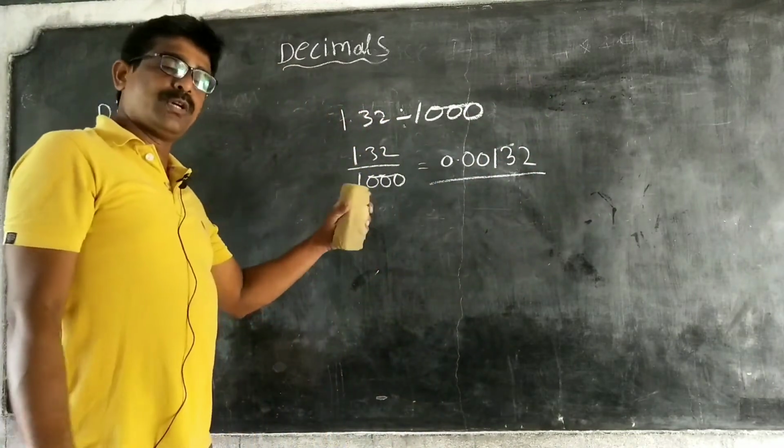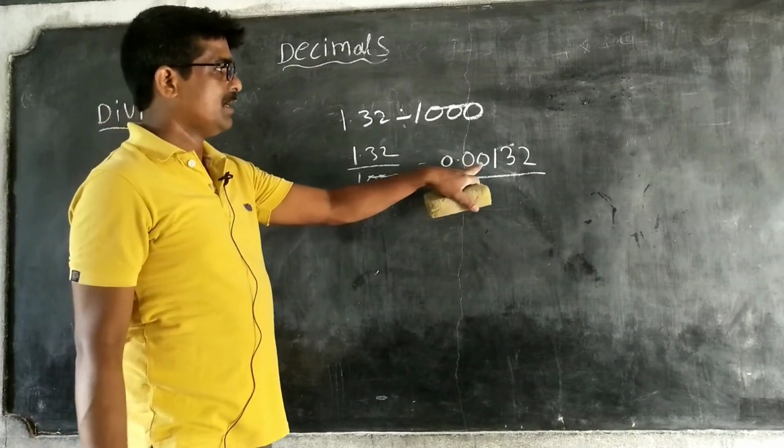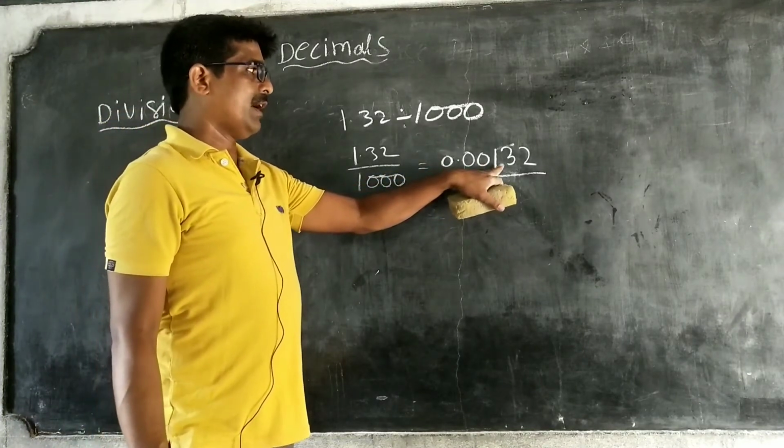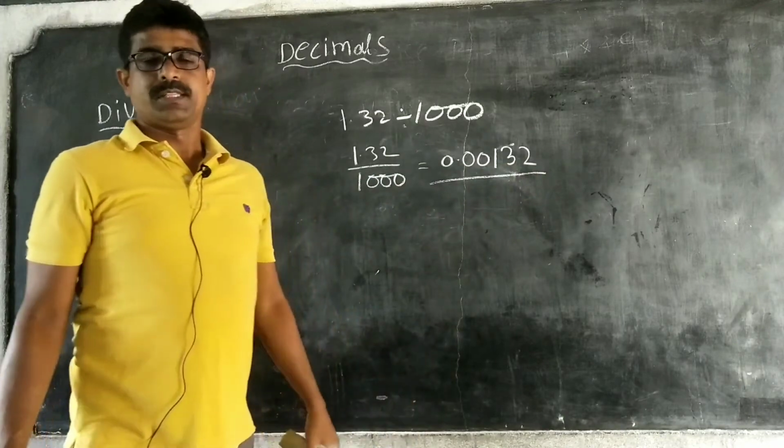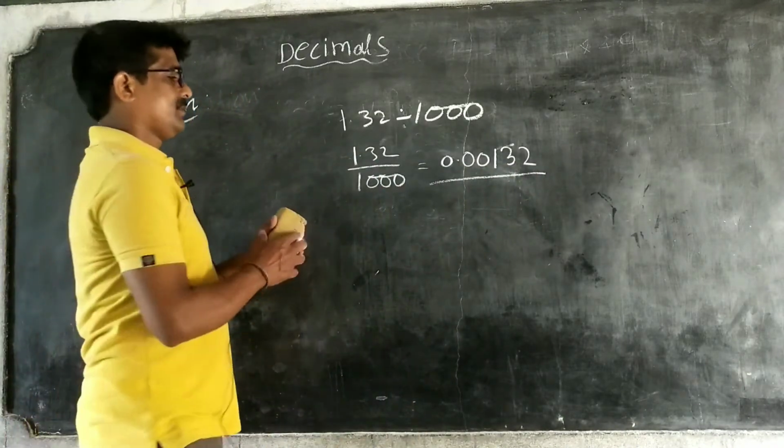So whenever you have multiplication, that many zeros you keep on the right side. Whenever I have to do division, that many zeros go on the left side. That is equal to 0.00132. That is for division. Okay? Next.